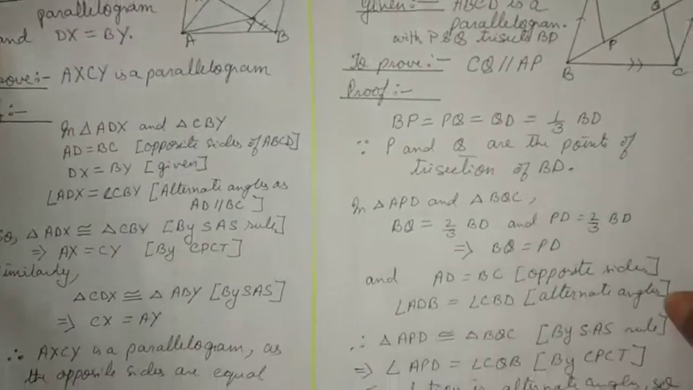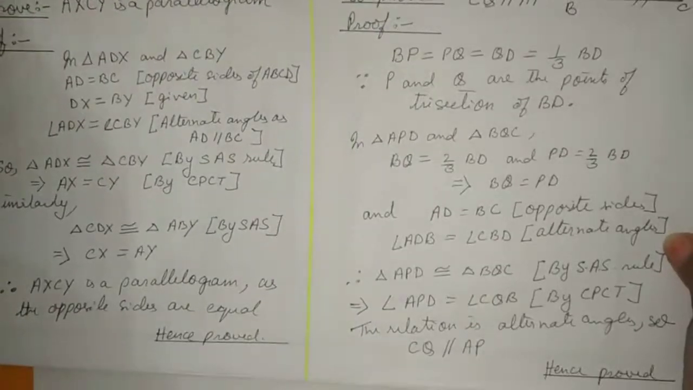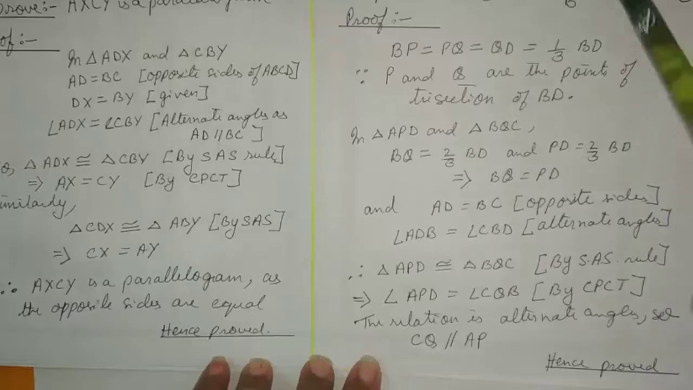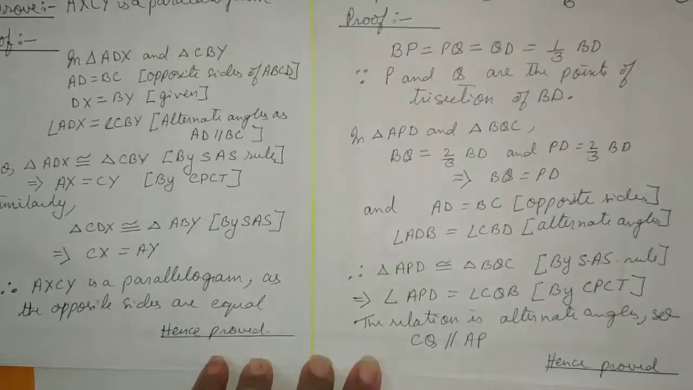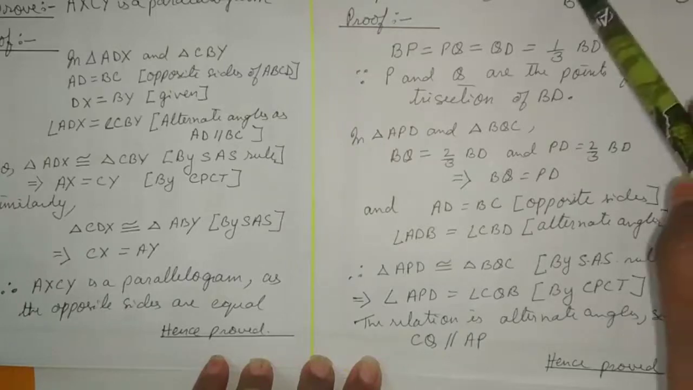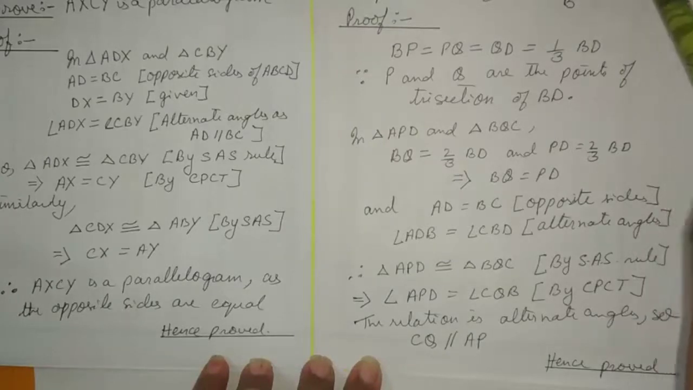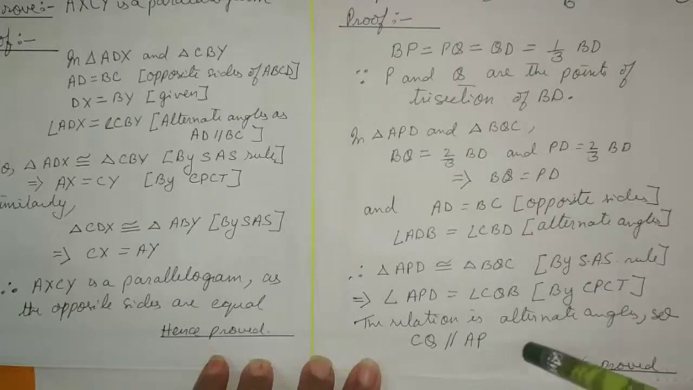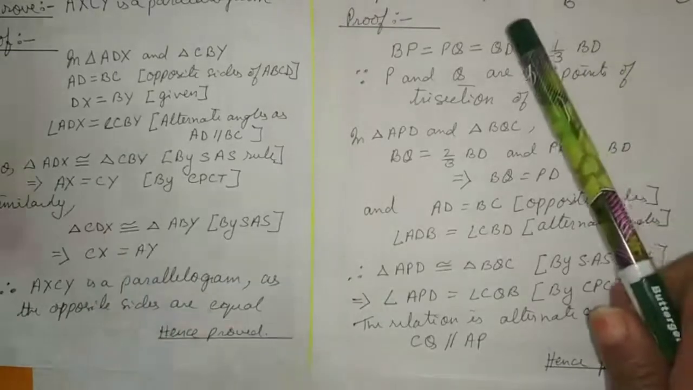Since the two triangles are congruent by SAS rule, we can now say that angle APD and angle CQB are also equal by CPCT rule, congruent parts of congruent triangles, and the relation is alternate. So CQ and AP are parallel.